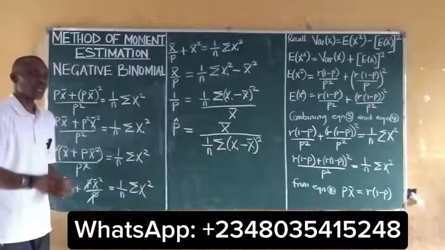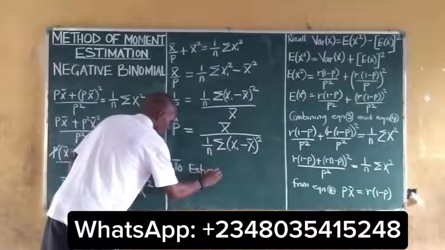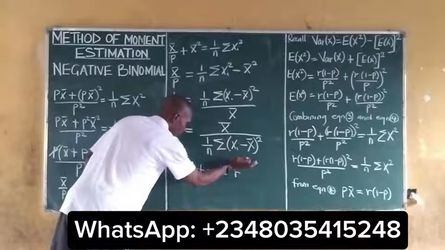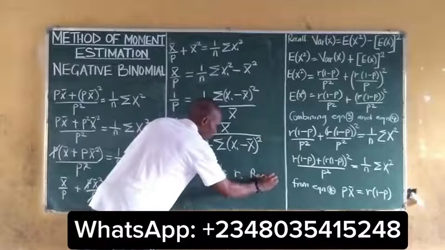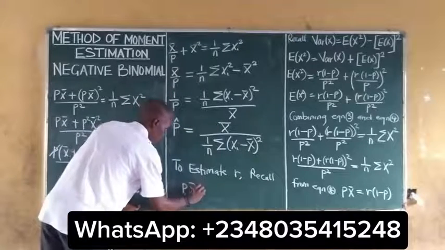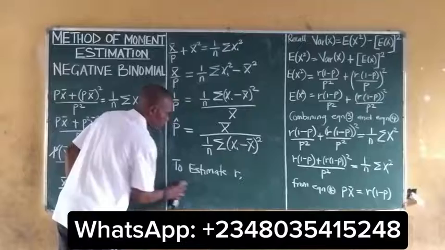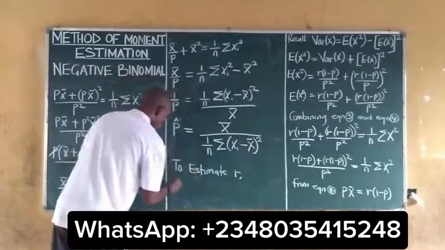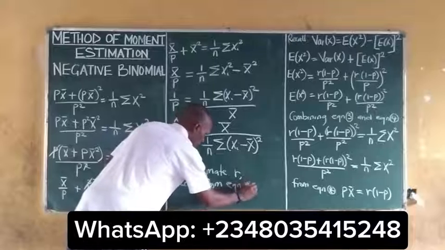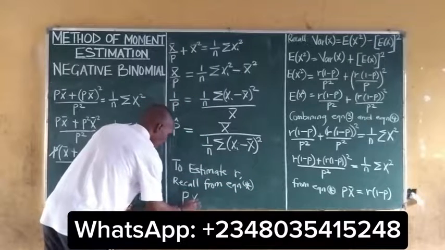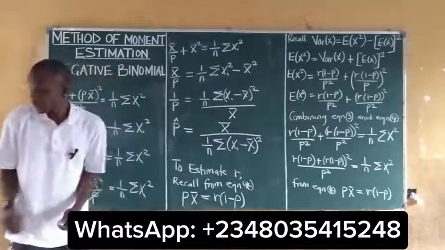The next thing is to estimate R. To estimate R, we recall from equation star that P X bar is equal to R times 1 minus P. That is what we got.